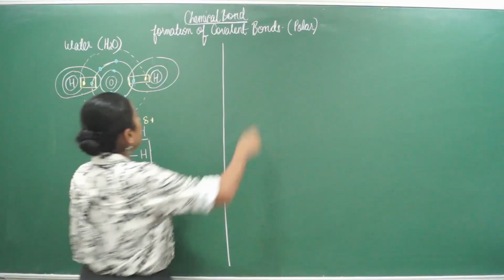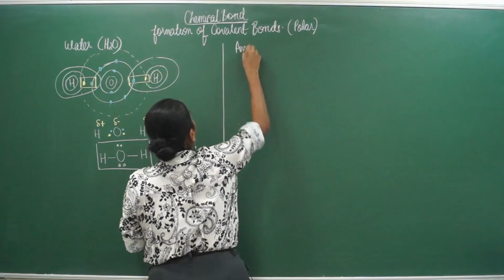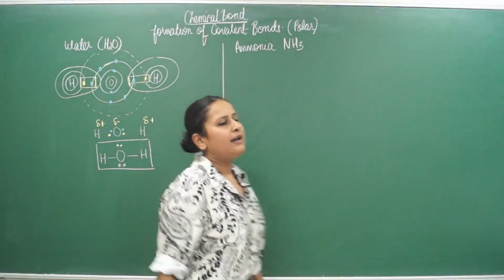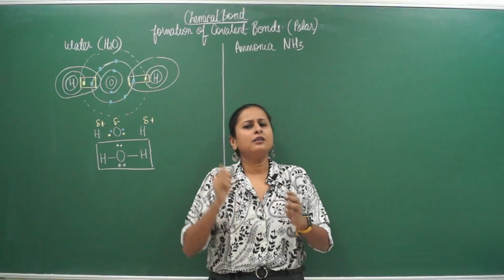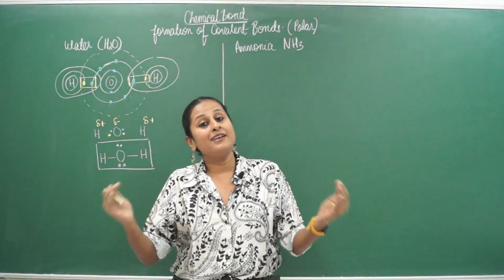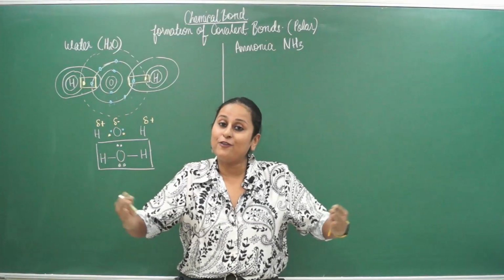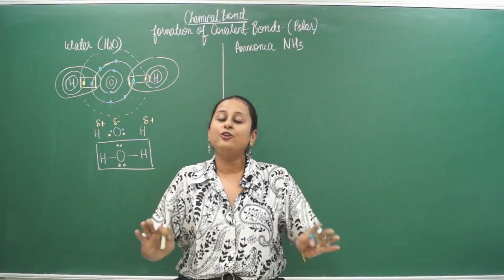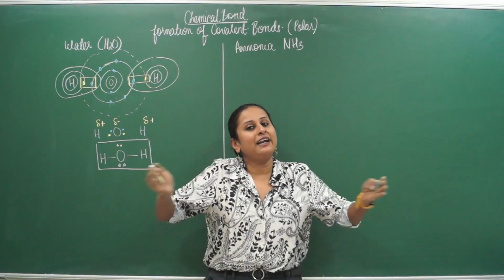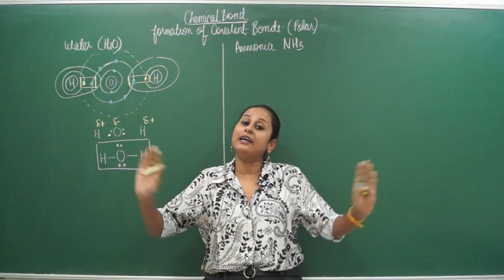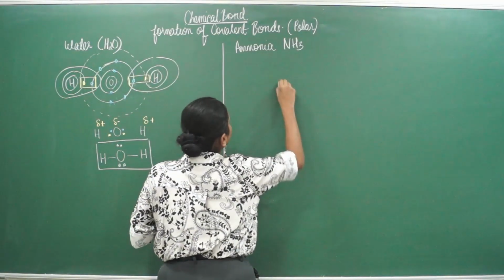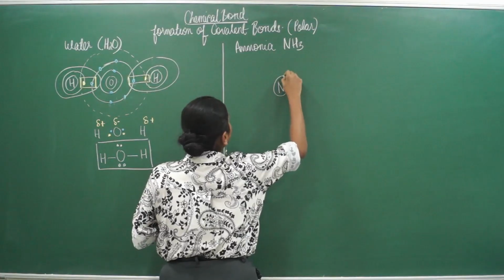Alright. Coming to our next compound, which is ammonia, NH3. Again, nitrogen and hydrogen have a significant electronegativity difference. That means nitrogen has a tendency to get the shared pair of electrons closer to itself. Hydrogen does not have such a strong tendency. So again, nitrogen will get a partial negative charge, and hydrogen will get a partial positive charge. Alright, let us see how the structure will look.